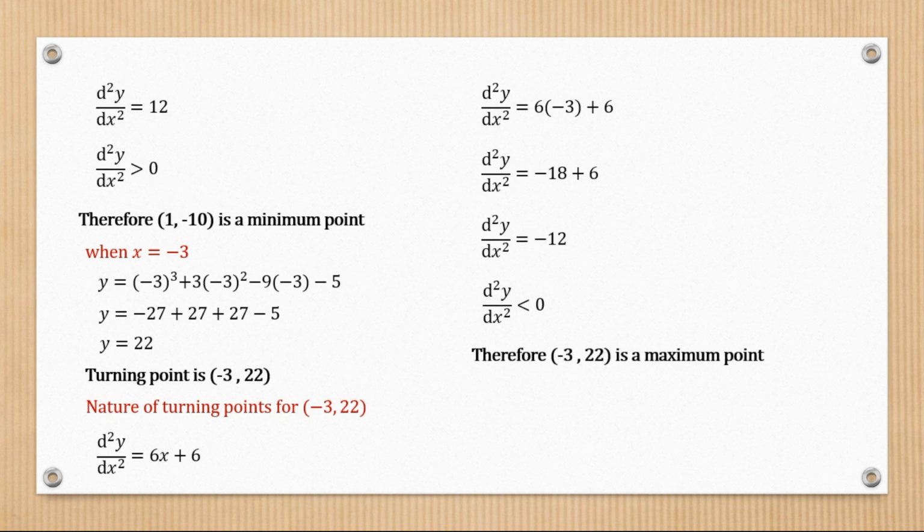Therefore the point (-3, 22) is the maximum point. So that's how we find the nature of the points of this curve.